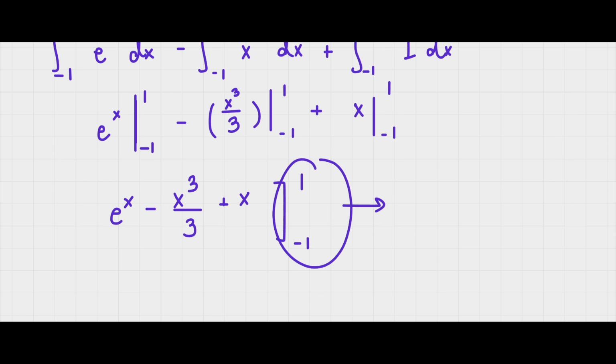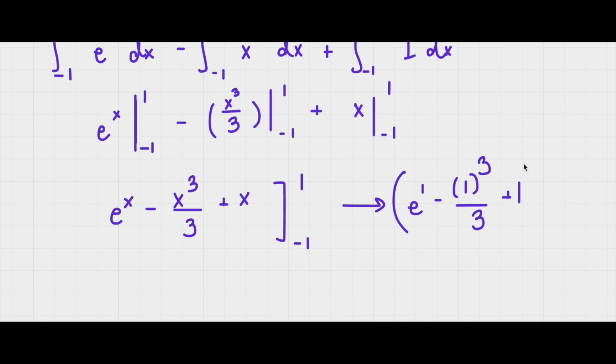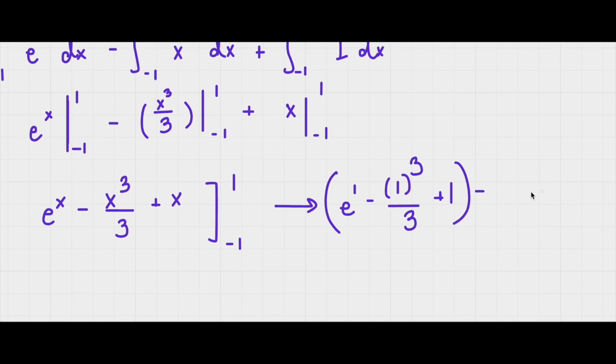Now what these bounds mean is that everywhere there is an x, I'm going to first sub in 1. So let's do that first. It's e to the 1 minus 1 cubed over 3 plus 1. And now I'm going to subtract it from everywhere there's an x, I plug in -1. So e to the -1 minus -1 cubed over 3 plus -1.